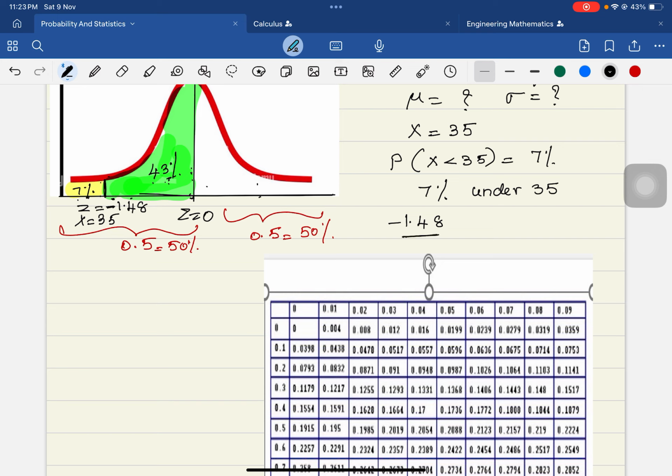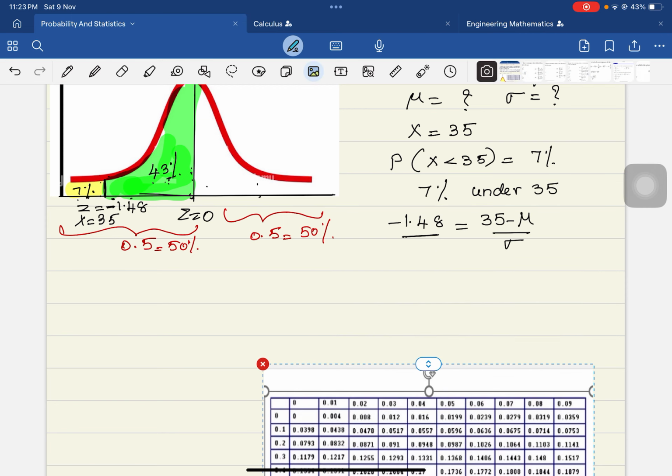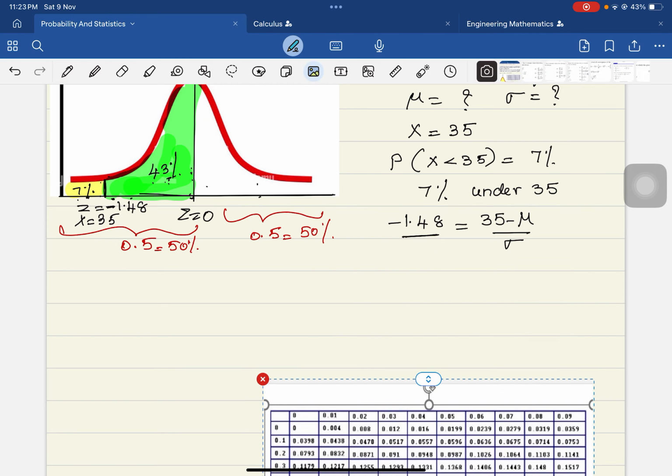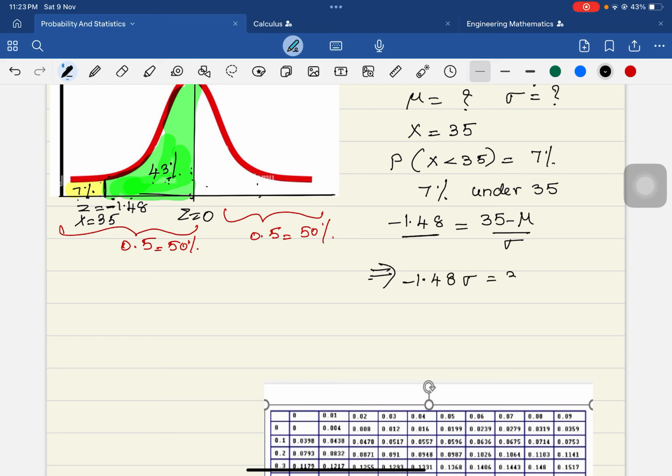As given by minus 1.48 is the z, standard normal variate z. Z is equal to x minus mu, that means 35 minus mu; we don't know mu, sigma also we don't know. I hope you could understand why we have kept minus there, because it is lying on the left side of z equal to 0. So from this, what is the equation we get? We get the equation as minus 1.48 sigma is equal to 35 minus mu, or you can also write this as minus 1.48 sigma plus mu is equal to 35. Call this equation 1.